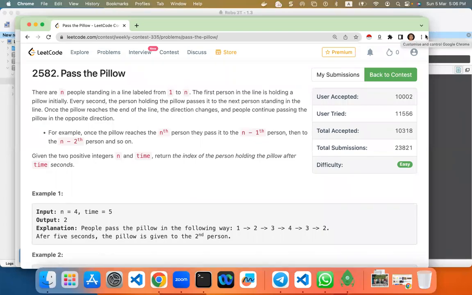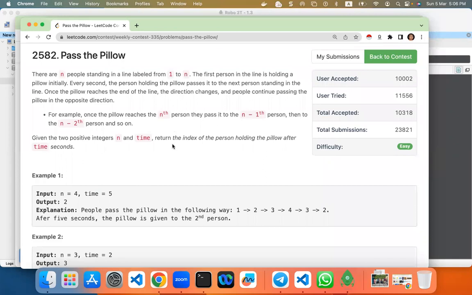Yasta, would you like to discuss this question? So basically, since the constraints were very low, the first idea that came to my mind was using a while loop. I'm decrementing the time and I've written a few conditions. I've taken a direction.